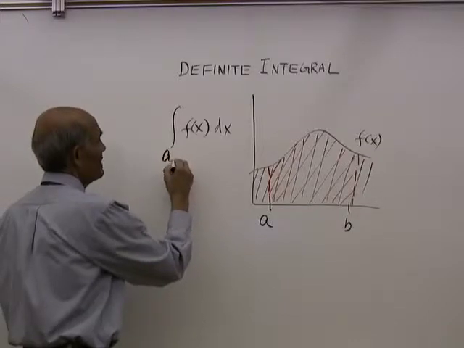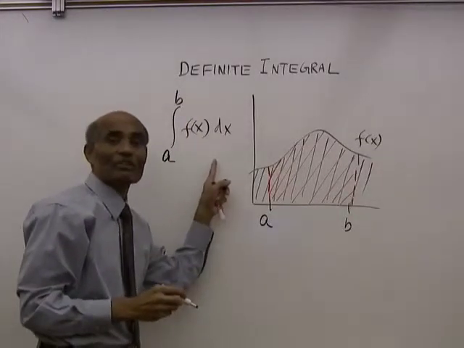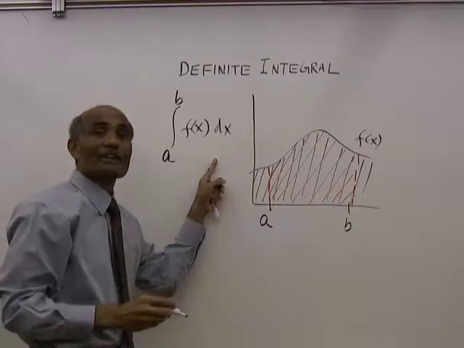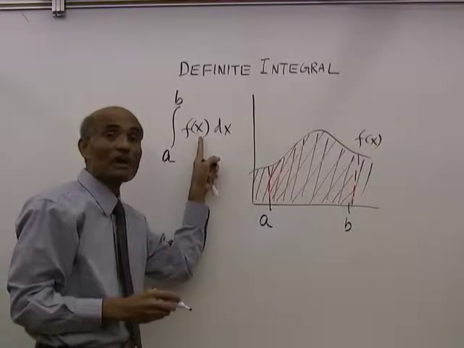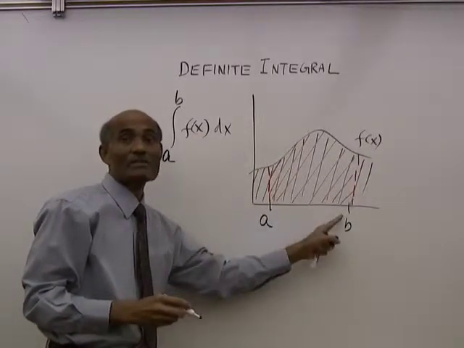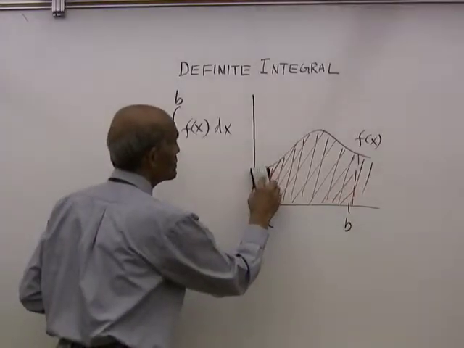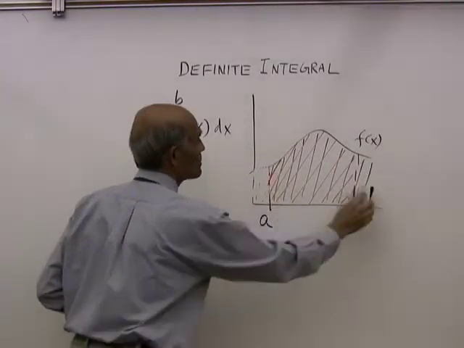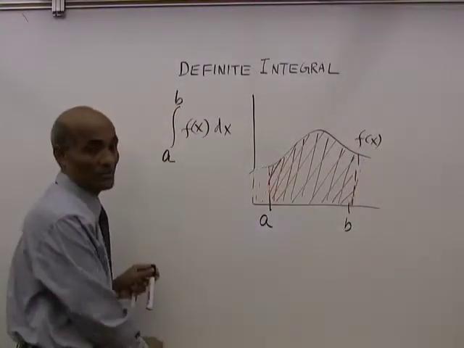And we will write it like this then. Integral from x equal to a to x equal to b of f of x dx. It means this is a measure of the area enclosed by the graph of f of x from x equal to a to x equal to b. And that means we are not interested in other areas, just the area in that interval.